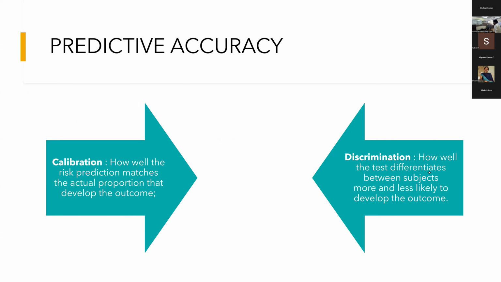What is calibration? Calibration helps us figure out how well the risk prediction model matches the actual proportion that develop the outcome. Whereas discrimination helps to find out how well the test differentiates between the subjects who are more and less likely to develop the outcome. Calibration is more used for continuous outcomes, whereas discrimination is more often used for outcomes which are yes or no.